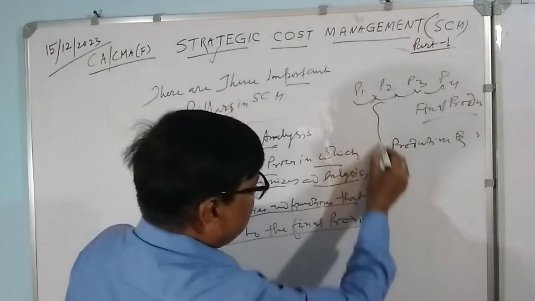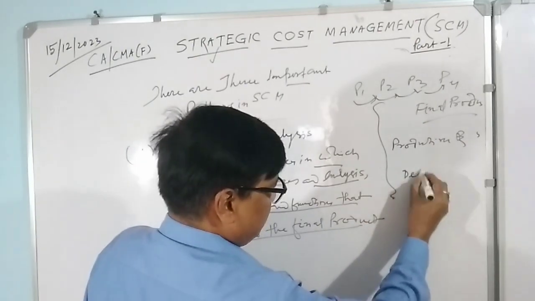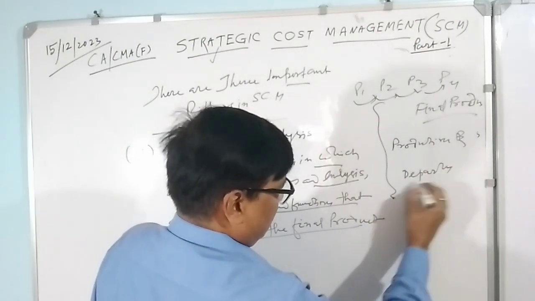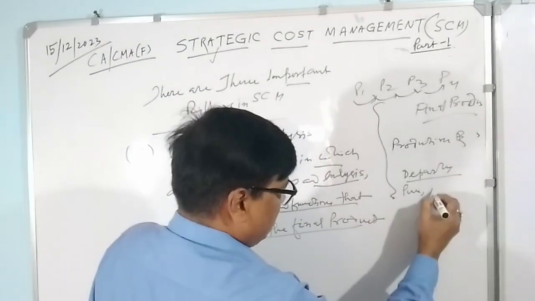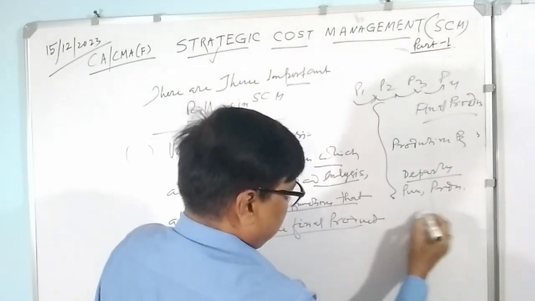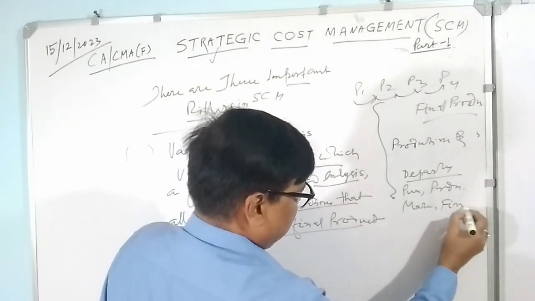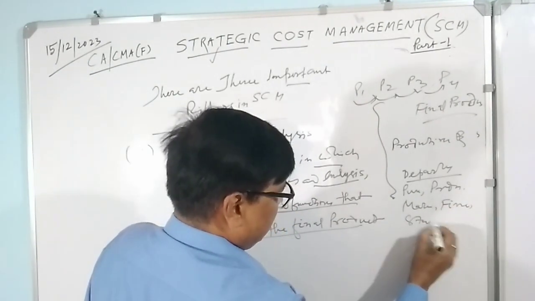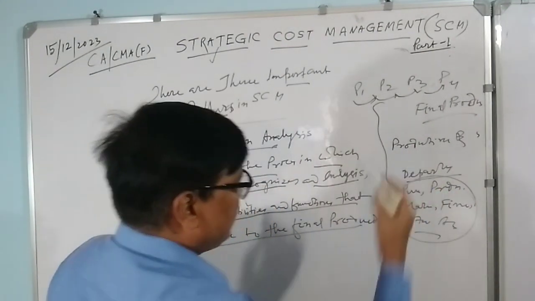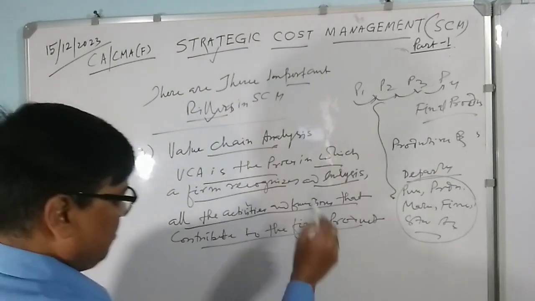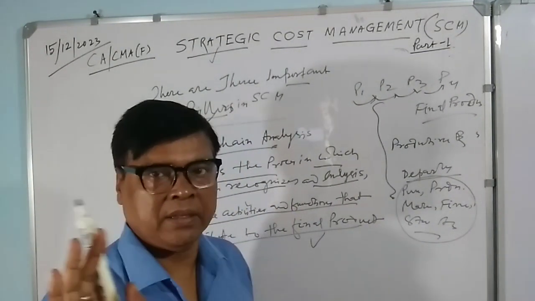Suppose not only your production process, say different departments, say purchase department, production department, marketing department, finance department, store department, administration department. You see, everybody's joint effort goes into the ultimate final product. How to do this thing, you simply understand that.